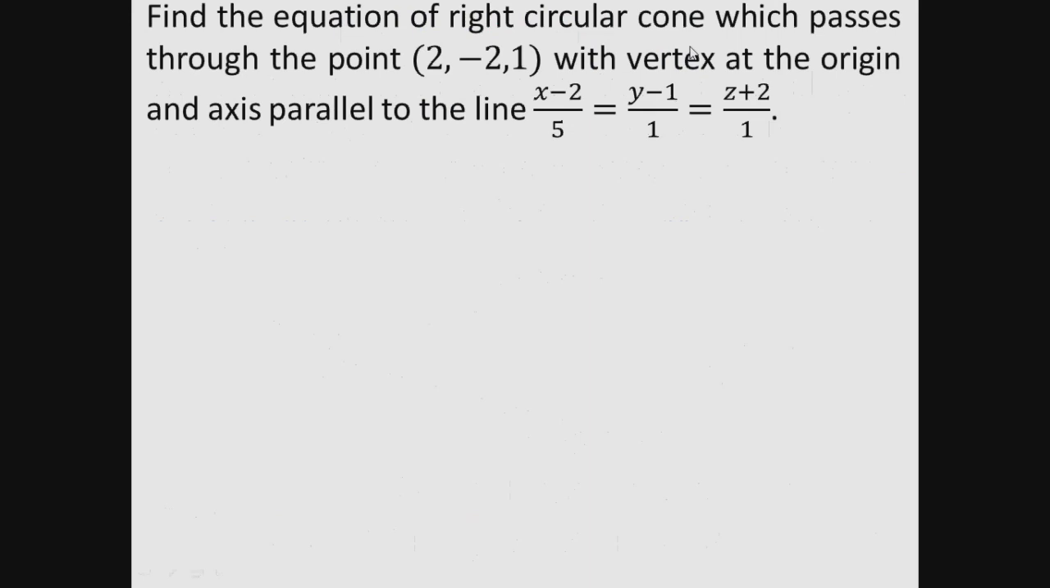Find the equation of the right circular cone which passes through the point 2, minus 2, 1 with the vertex at origin and axis parallel to the line x minus 2 by 5 equal to y minus 1 by 1 equal to z plus 2 by 1.